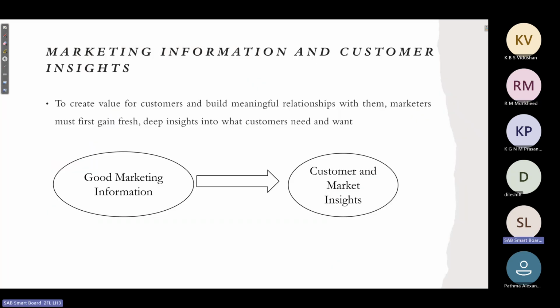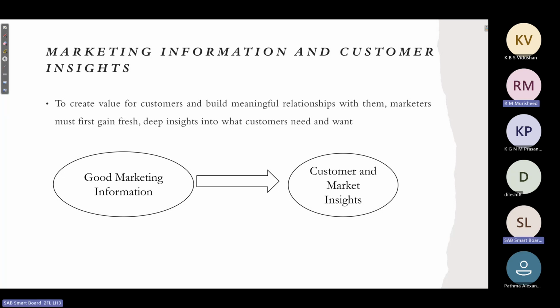So, marketing information and customer insights. That is the first part. To create value for customers and build meaningful relationships with our customers, the marketers must first gain fresh, deep insights into what customers need and want. Right? So as marketers, I'm always repeating, we need to have an understanding about what our customers need and want. So what they actually need from us. To get that understanding, we need to have better information about our customers. Then only we can understand what our customers need to satisfy their different needs and wants.